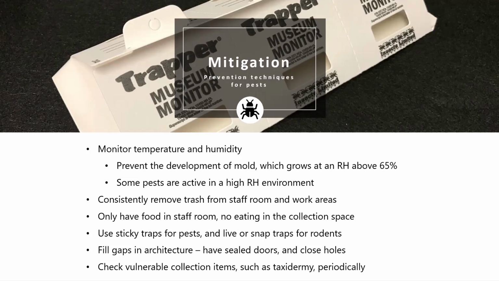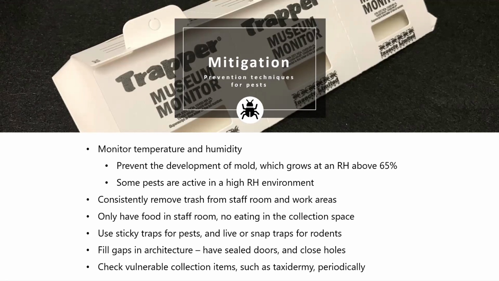Use sticky traps for pests and live or snap traps for rodents. Fill gaps in architecture, especially with doors that don't have the weather sealing on the bottom. You want to make sure you close any holes in your structure where pests and rodents can get in. And lastly, check vulnerable collection items such as taxidermy or your textiles, anything like that, periodically, because you don't want to check your collection only to realize a massive infestation happened and you didn't realize it.